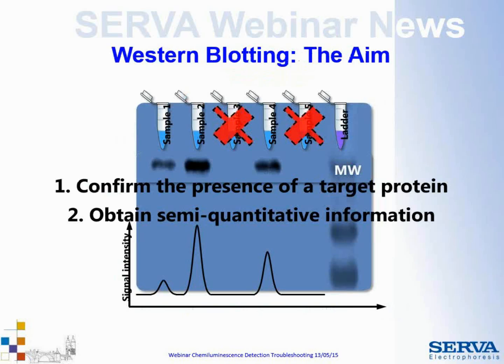So why do you perform a Western blotting analysis? First of all, you want to confirm the presence of a target protein in a specific cell lysate or tissue preparation, and you want to obtain semi-quantitative information. So if a certain target protein is regulated in a special way by special substances and these things.